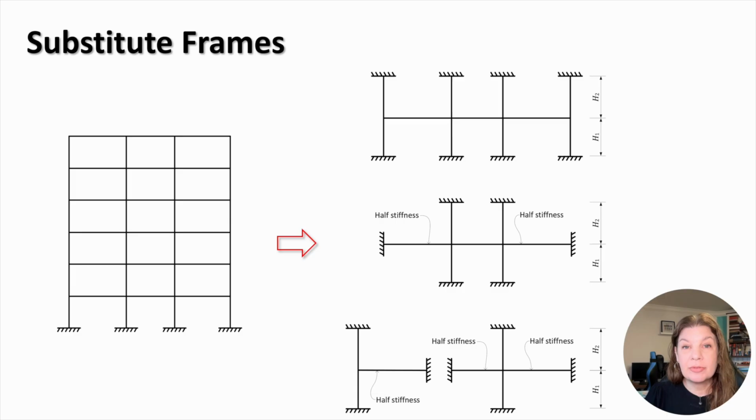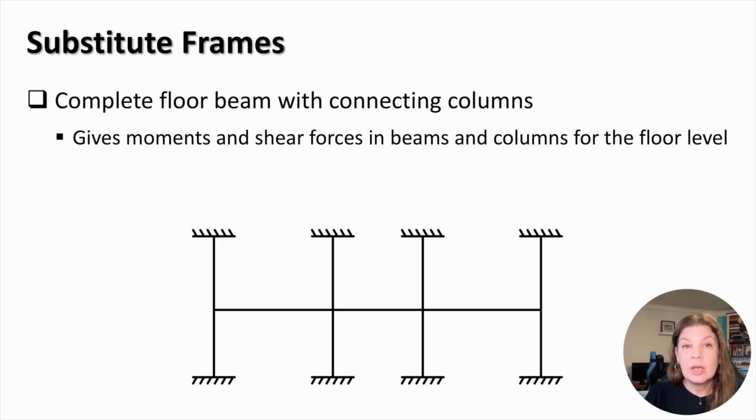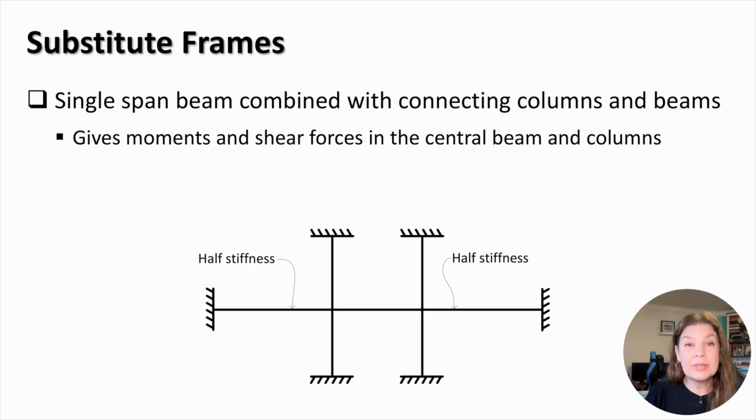Let's discuss these subframes in a bit more detail. The most complex subframe consists of a complete floor beam with connecting columns. The analysis of this subframe gives moments and shear forces in beams and columns for the floor level. A simpler subframe consisting of a single span beam combined with connecting columns and beams is shown here. The analysis of this subframe gives moments and shear forces in the central beam and columns.